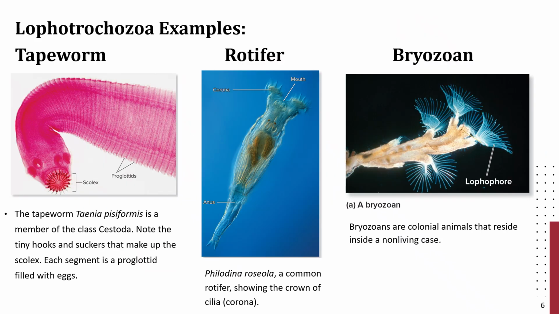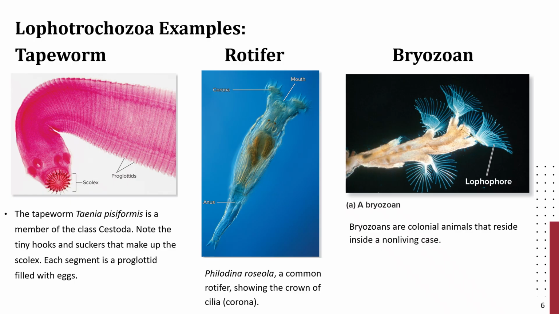A couple of examples. We have tapeworms that are generally a nuisance. They cause digestive issues and things like that. You may have heard about different types of tapeworms that make people sick. So this is an example here.